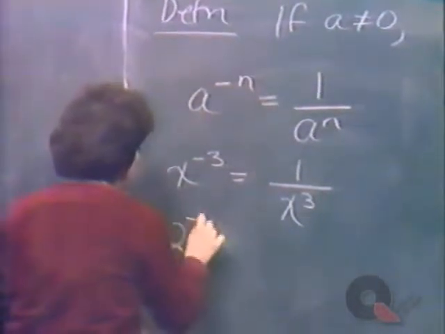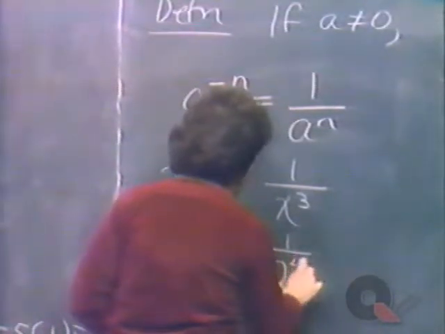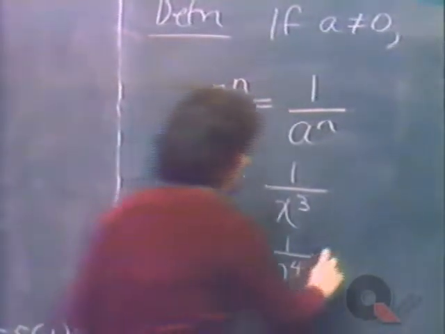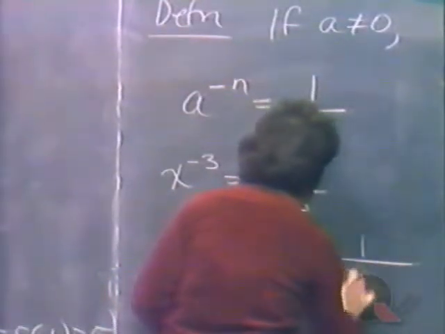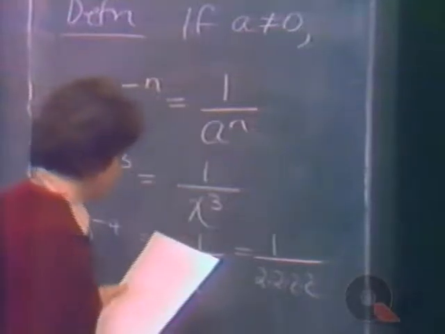2 to the minus 4 power is 1 over 2 to the 4th power. 1 over 2 times 2 times 2 times 2, which is 1 over 16.